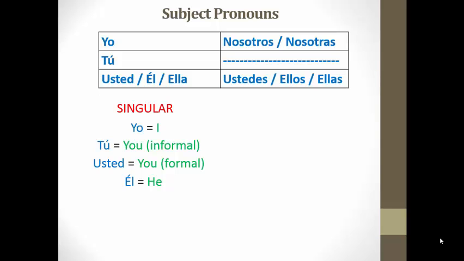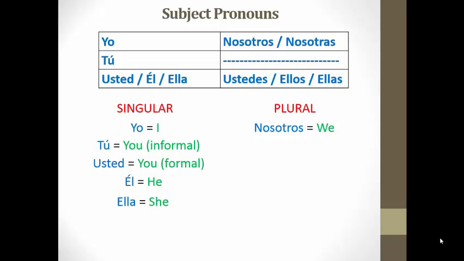Él means he. Notice the word él has an accent mark over the E. That is very important that you include that accent mark. Otherwise, it changes the meaning of the word. Ella means she. Those are all singular subject pronouns. Now let's look over at the right side of the table. We'll talk about the plural ones.